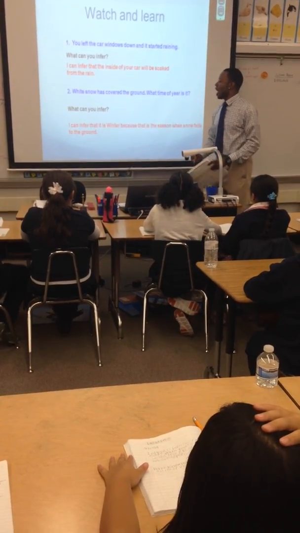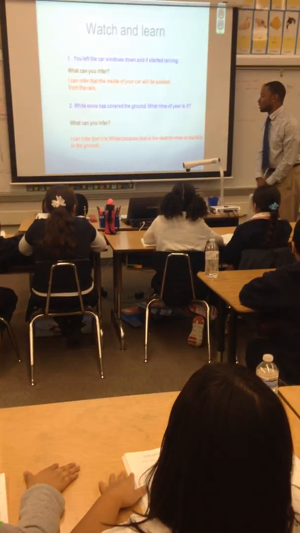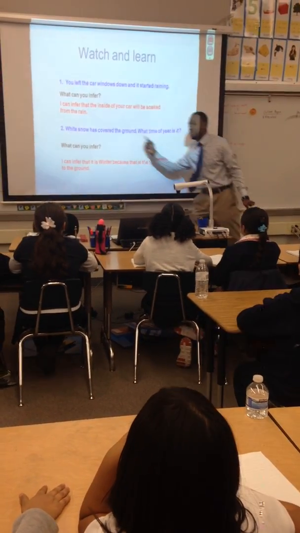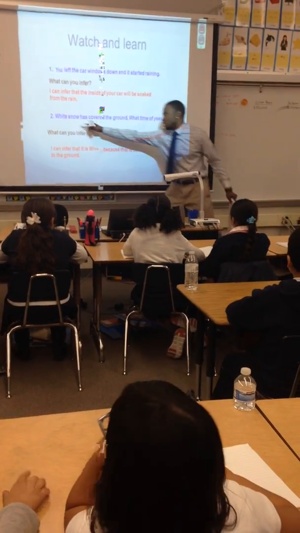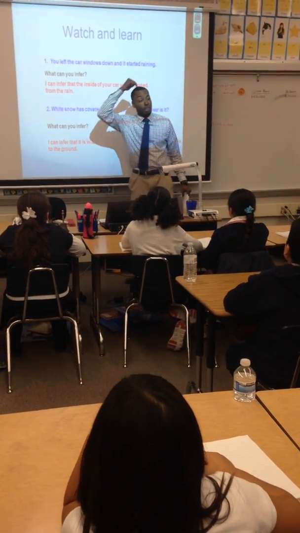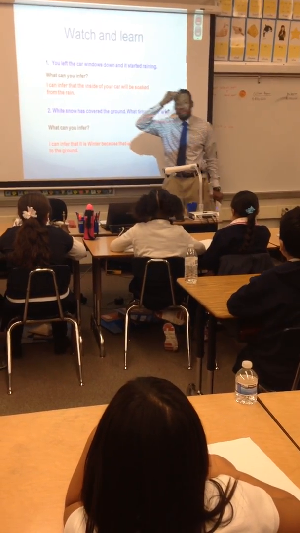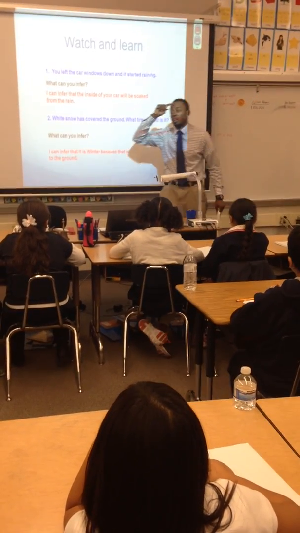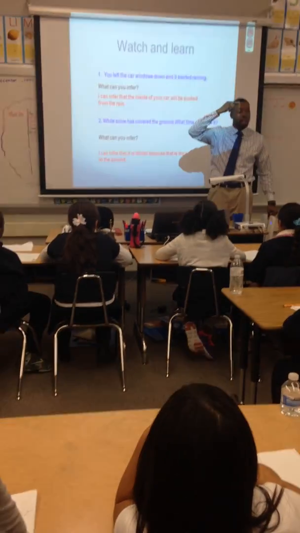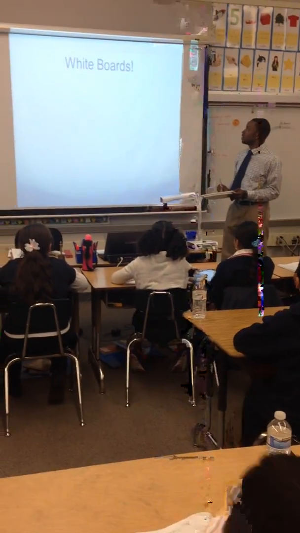What can you infer? I can infer that it is winter because that is the season when snow falls to the ground. Wait, but it doesn't say that in the sentence. It just says white snow. That doesn't mean it's winter. Oh, but I know from my prior knowledge that when it snows, it's not the summertime, it's not the fall, it's not the spring. It has to be really cold, and the only season that's really cold is winter. Okay.